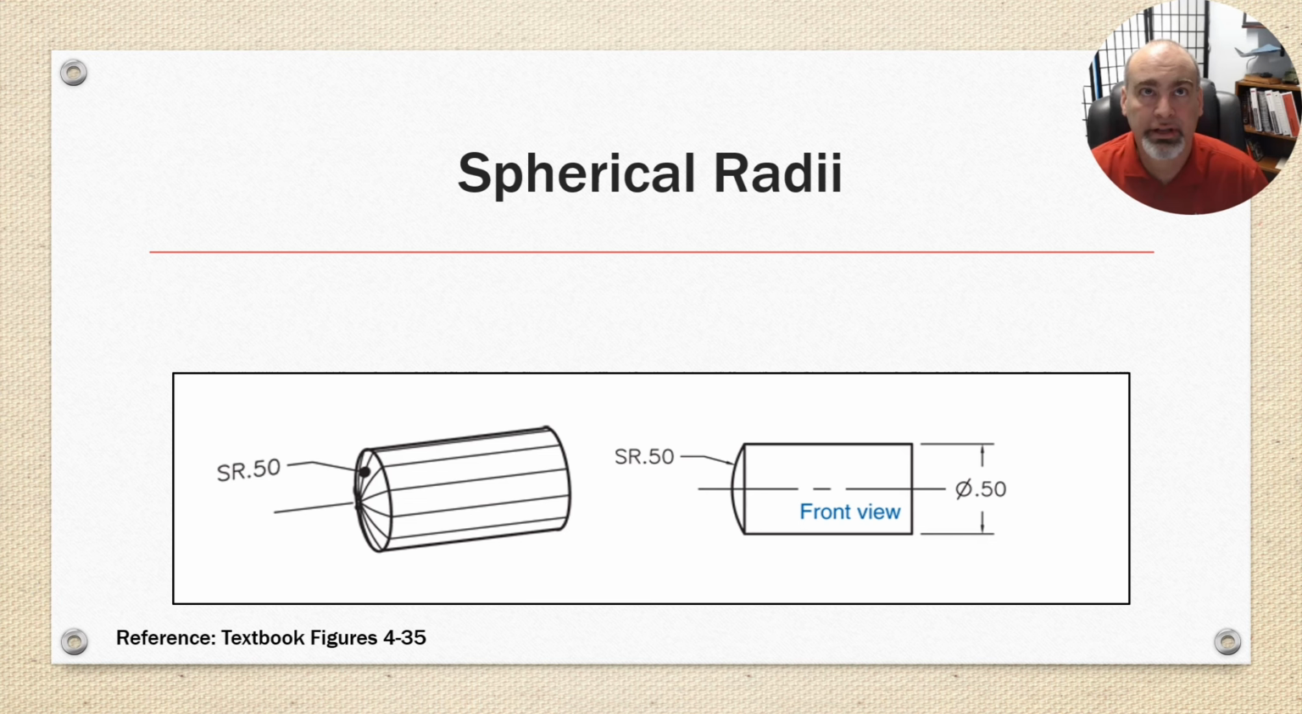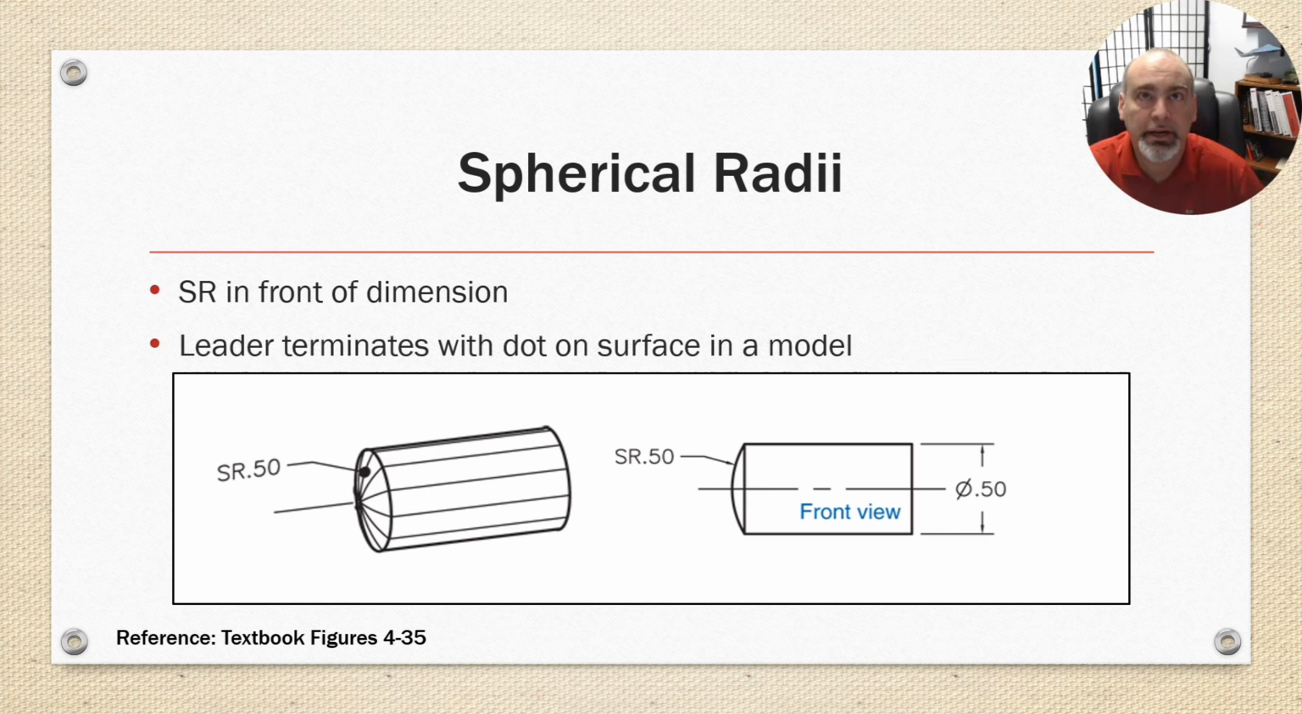Okay, spherical radii. The spherical radius has SR in front of the dimension, and the leader terminates with a dot on the surface of a model, or an arrow on the edge of the profile on an orthographic view.